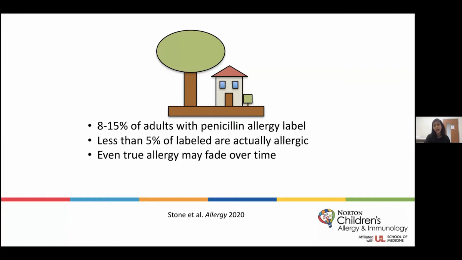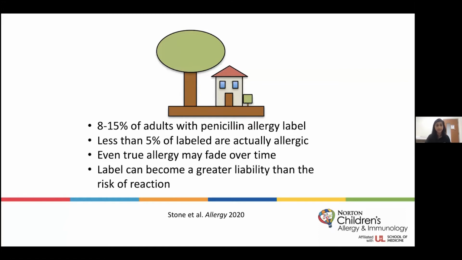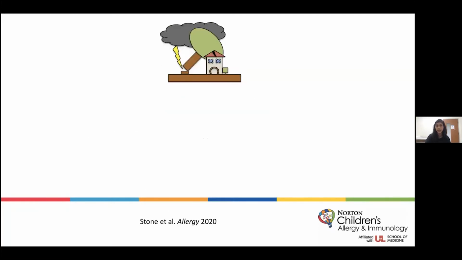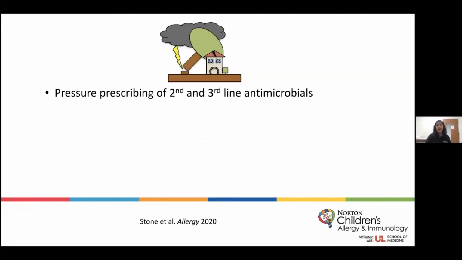And even if they had true anaphylaxis, that tends to fade over time, and more data on this in subsequent slides. The label can become a greater liability than the risk of a reaction. So what happens when a patient has a penicillin allergy label or any other drug allergy label, and that is the drug of choice? There's a pressure prescribing of second and third line antimicrobials, right?